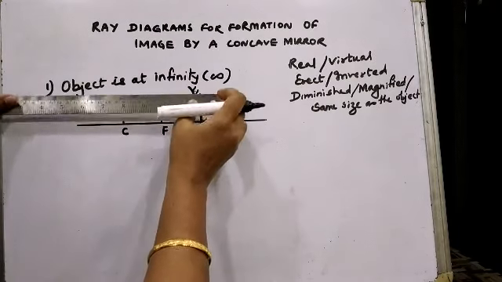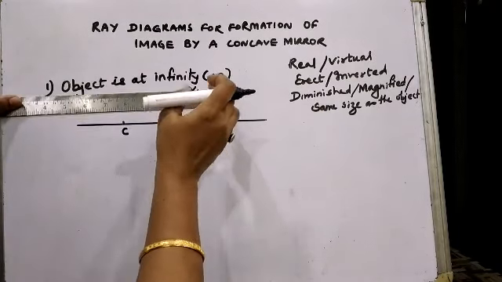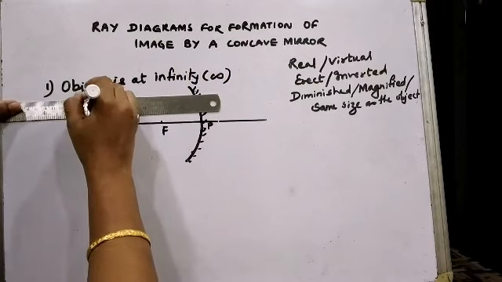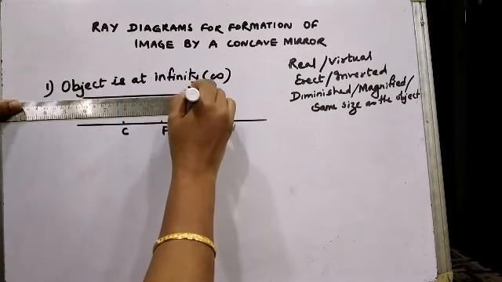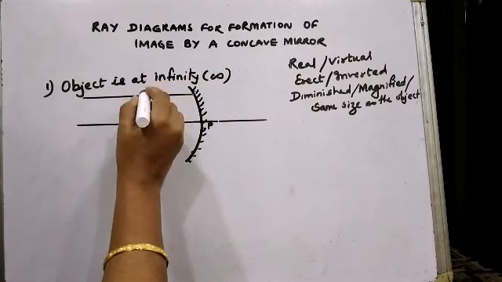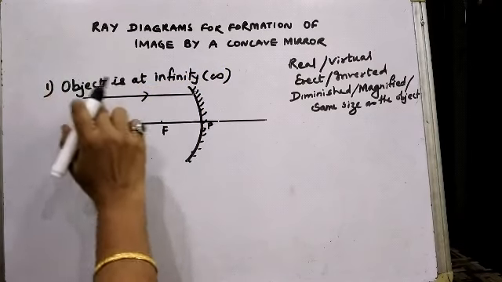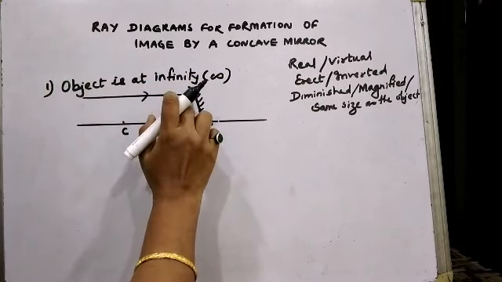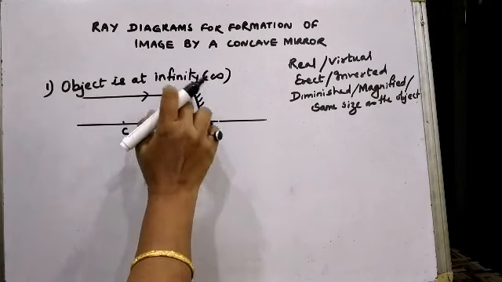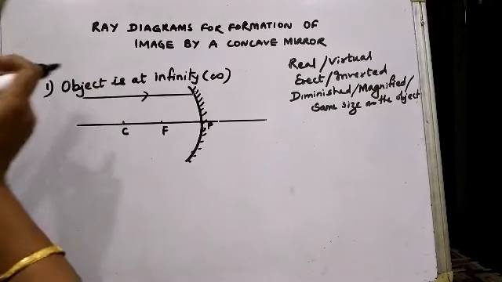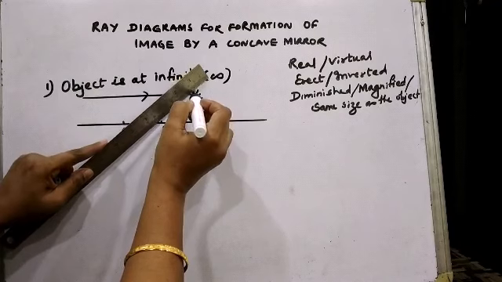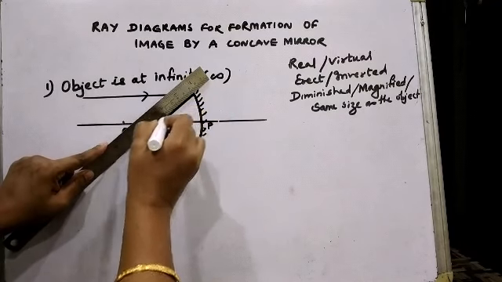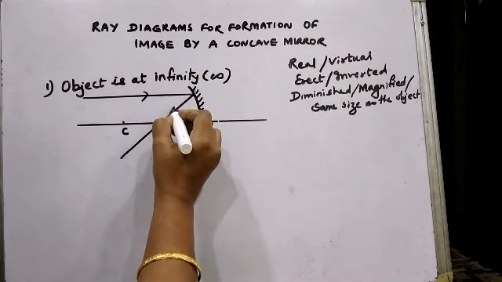So in that case, since I do not know where the object is, I will draw a ray of light which will start from a very far away object, and that ray of light will fall on the mirror. So this is the incident ray which is coming from the object. It is parallel to the principal axis and it is falling on the mirror. If you remember, the first rule was, if the incident ray is parallel to the principal axis, then the reflected ray passes through the focus of the mirror.